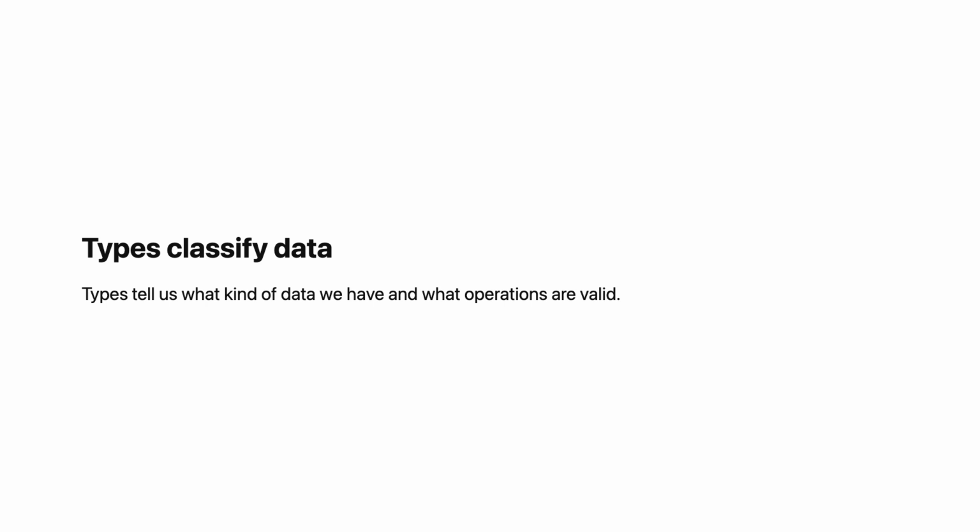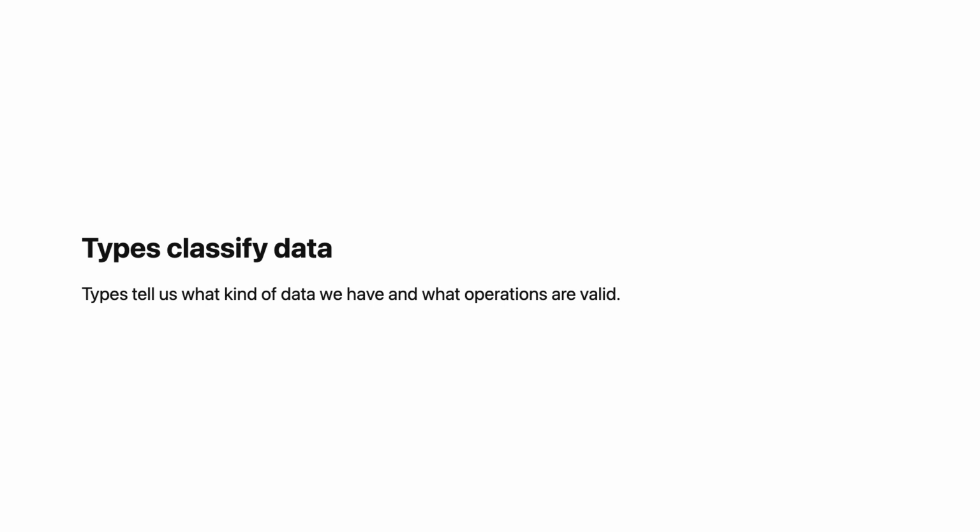Without types, programs would be chaos. Any operation on any data, adding a name to a number, multiplying a Boolean by a date, nonsense. Types prevent nonsense. They enforce rules about what you can do with what data. Think of types as constraints.